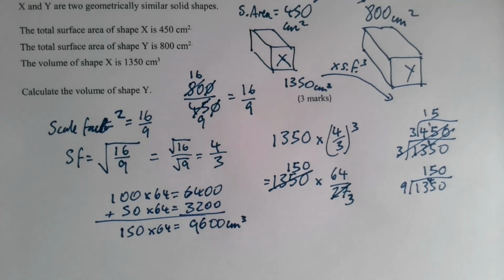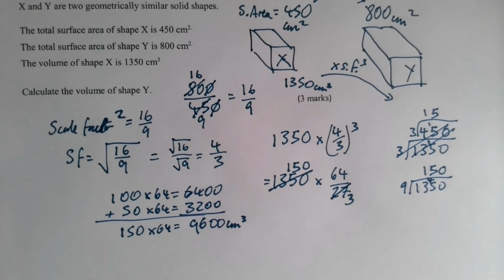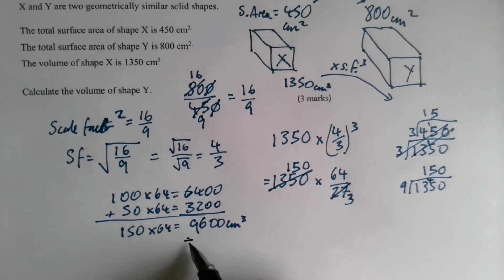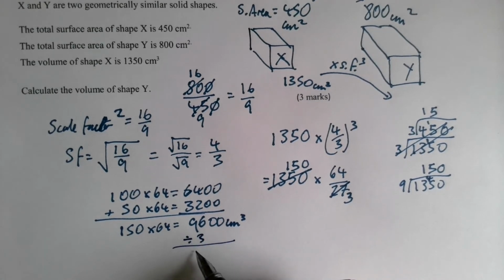Is that my final answer? It's not, because I haven't divided by the 3 yet, have I? And I could have done that before. That would have made it... So anyway, dividing that by 3 gets me 3,200 centimeters cubed. But I'm sorry, folks.